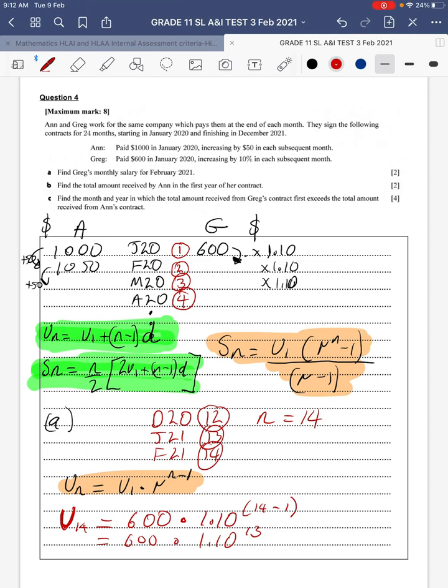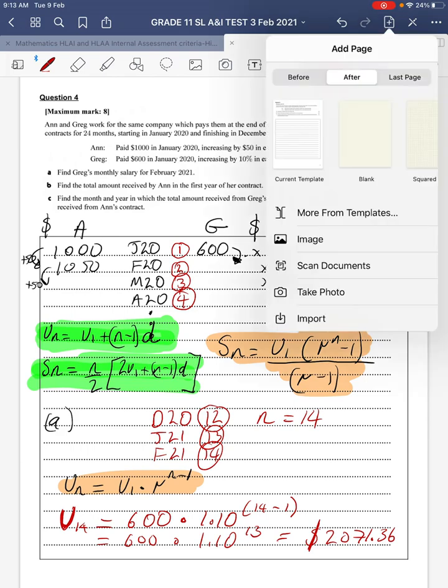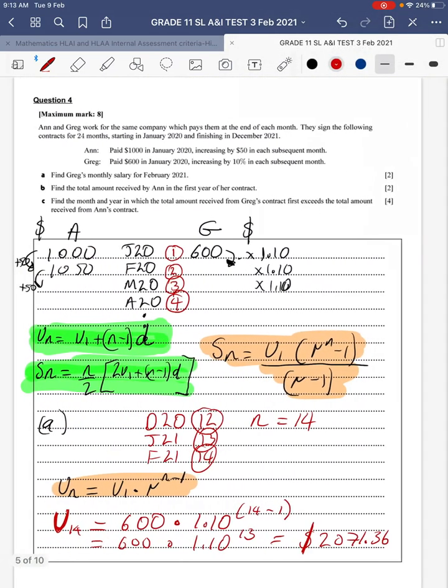I'll just type in exactly as this. 600 times 1.1 to the power of 13. Now I've got 207.1.3636. So I'm going to just leave that to the nearest second decimal place because that seems to be dollars and cash. Alright, let's just put in an extra page.